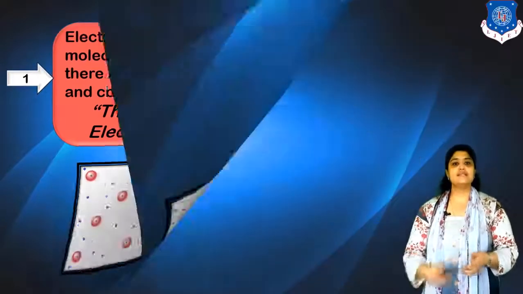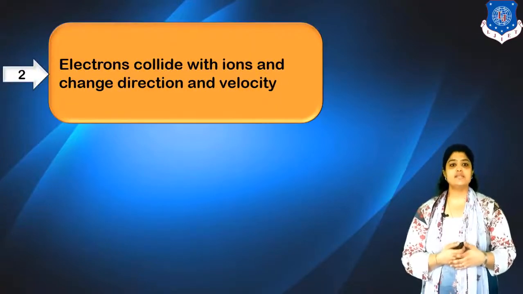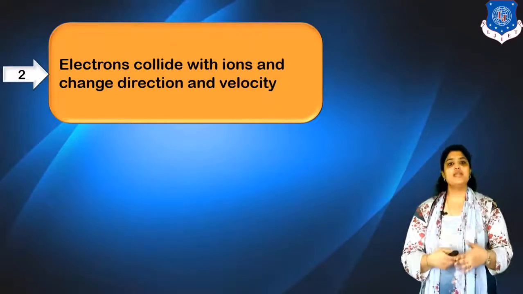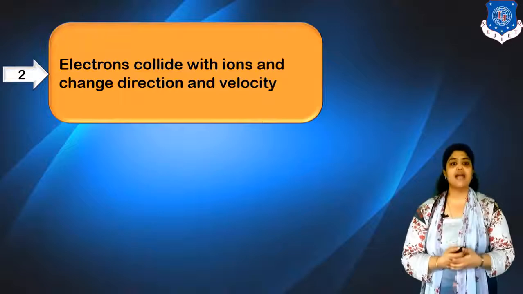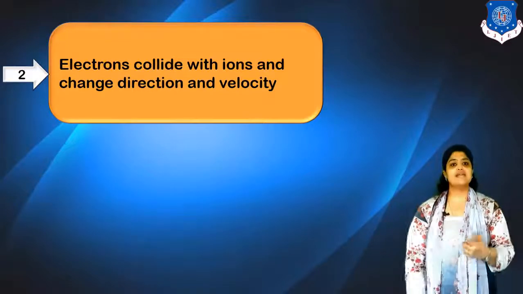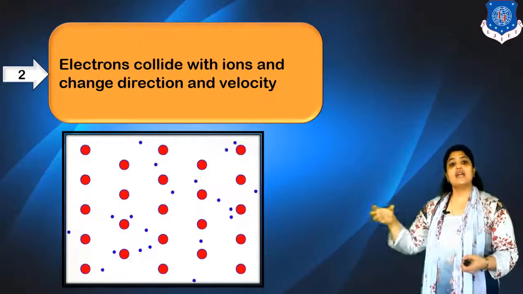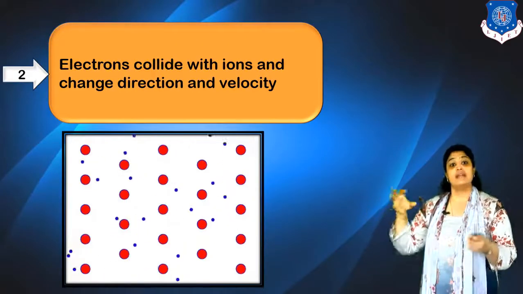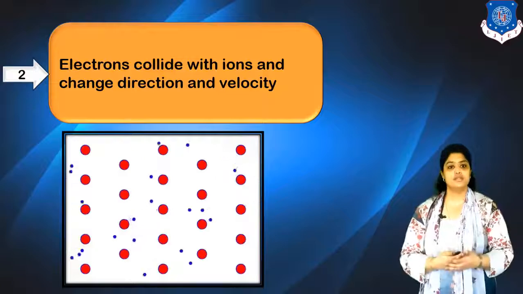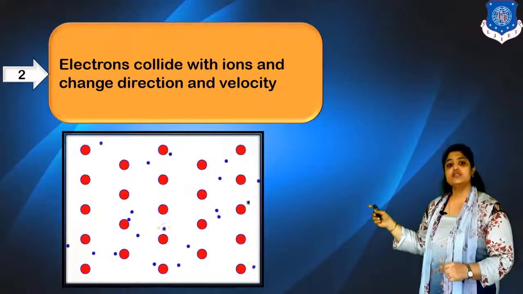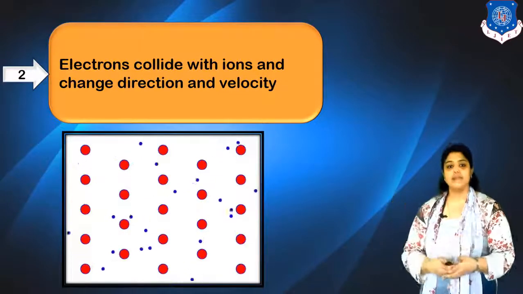Moving on to the next assumption, this assumption says electrons collide with the ions and they change the direction and velocity. Let's see what exactly happens. You can just see in the diagram that the electrons are colliding with the atoms, and randomly they are moving in different directions. This is the particular situation when no electric field is applied.